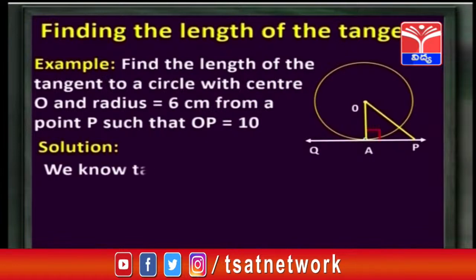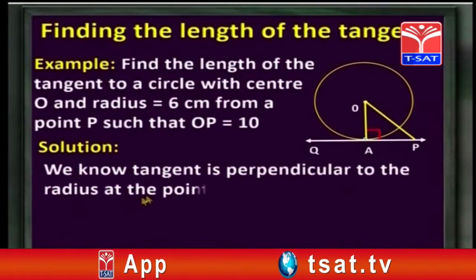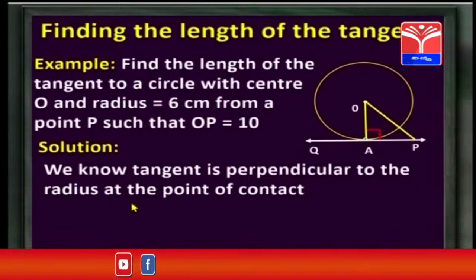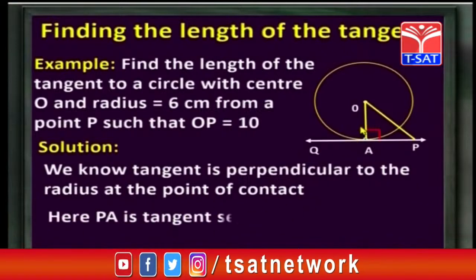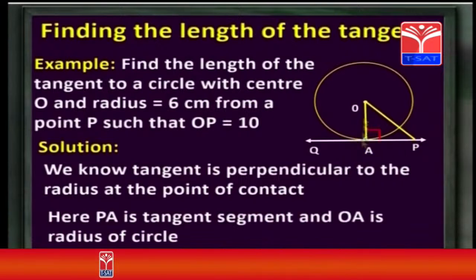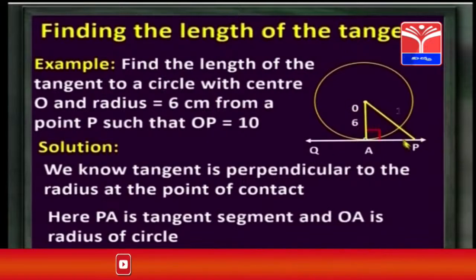Solution. We know the tangent is perpendicular to the radius at the point of contact. From the previous theorem, what do we know? Tangent is perpendicular to the radius at the point of contact. Here PA is a tangent segment and OA is the radius of the circle. So what is the OA length? OA is 6 centimeters and OP is 10 centimeters, which is given in the problem.